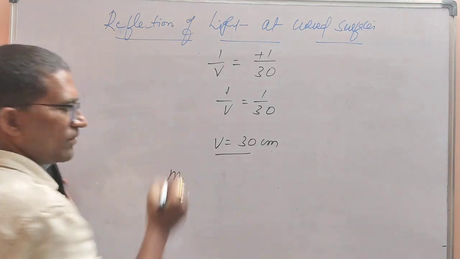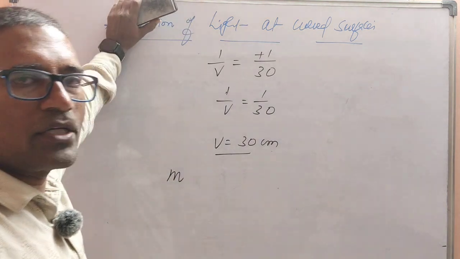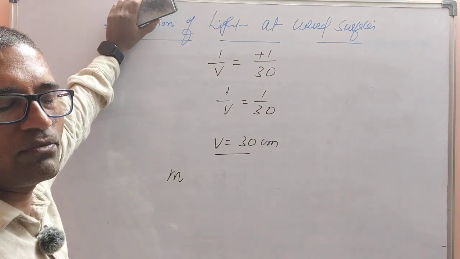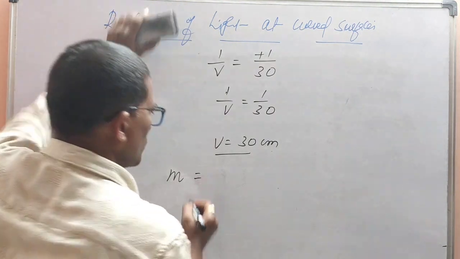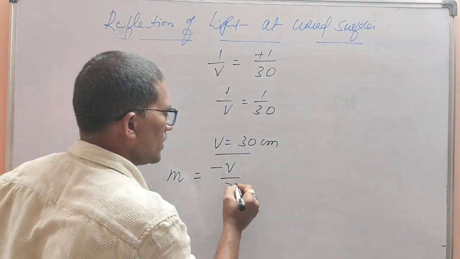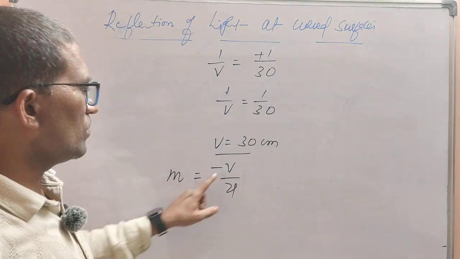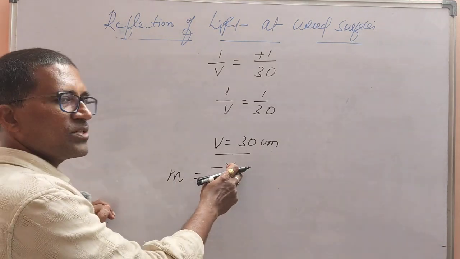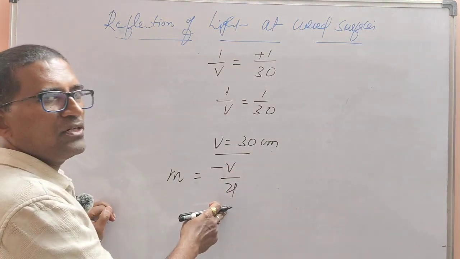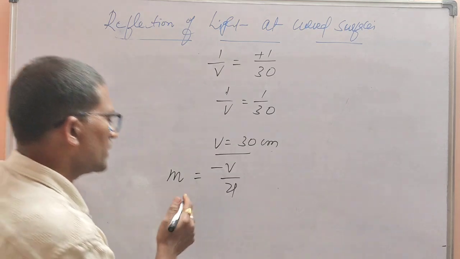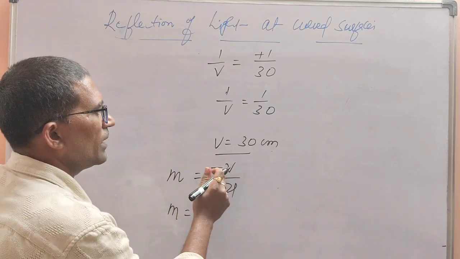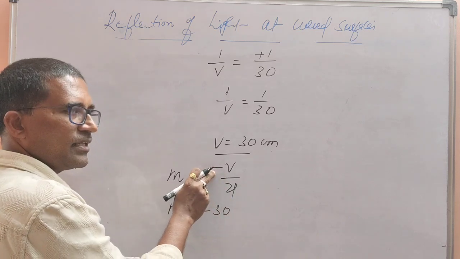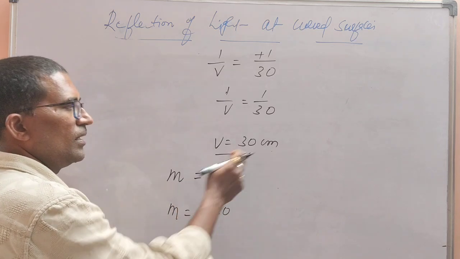Magnification, the formula for magnification for both concave and convex is the same formula. That is, in terms of distances, m is equal to minus v by u. M is equal to minus v by u. So m is magnification, v is image distance, u is nothing but object distance. Now m is equal to minus v, v is how much? That is minus 30. If we are using minus sign here in the formula, then you have to keep that sign. And v is equal to 30.